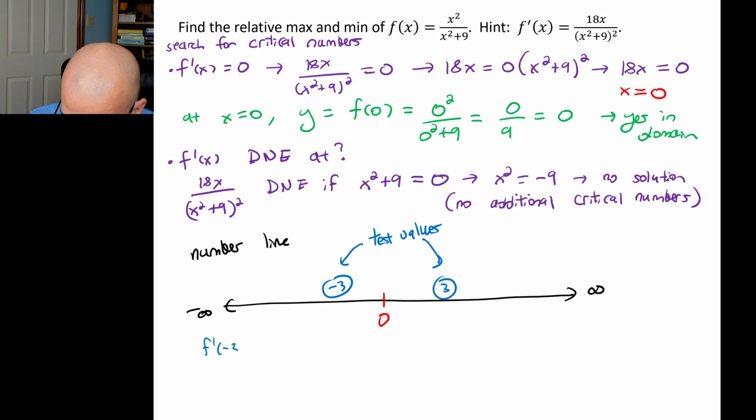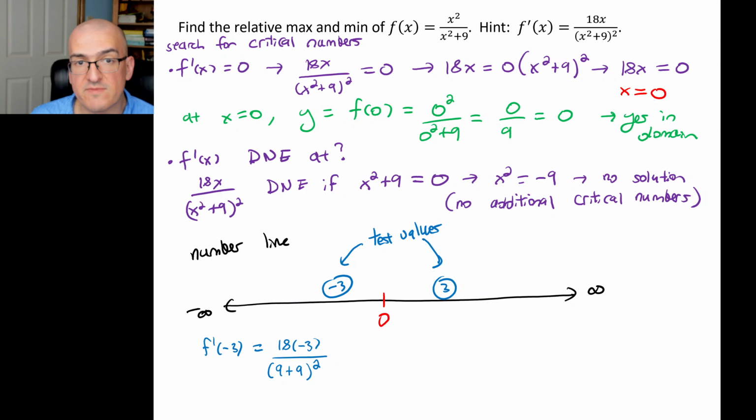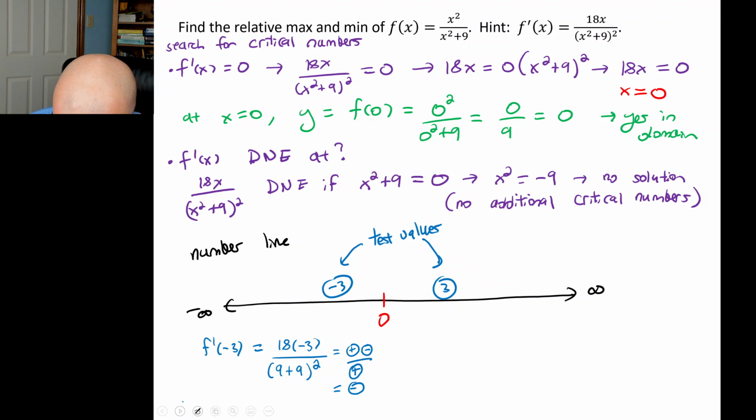So f prime of negative 3, that's 18 times negative 3 divided by 9 plus 9 all squared. And as you can see, it doesn't matter what I have down there, it's going to be positive. I have something positive plus something positive, and then I'm squaring it, so that's going to be positive. I have plus times minus over plus, which is going to be negative. So f of x is decreasing on the interval from minus infinity to 0. So I'll put a little down arrow there.